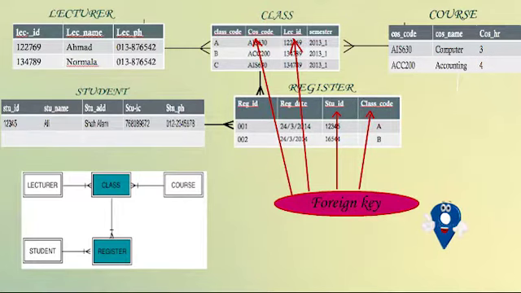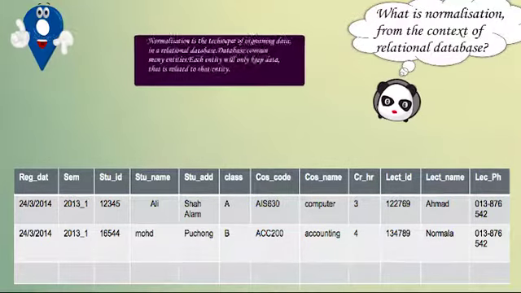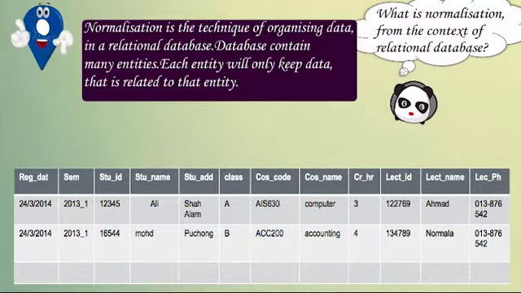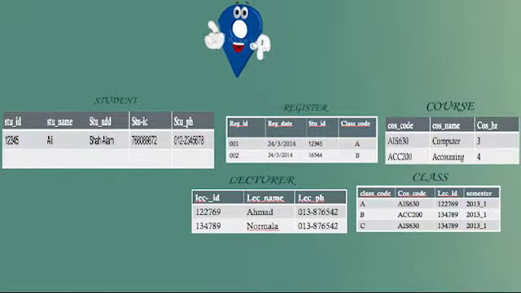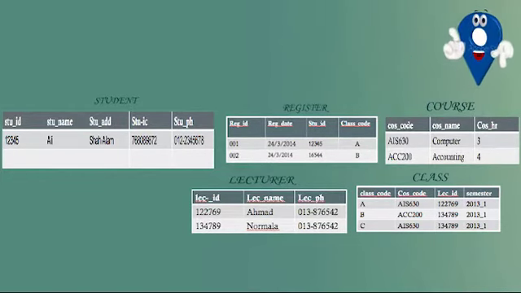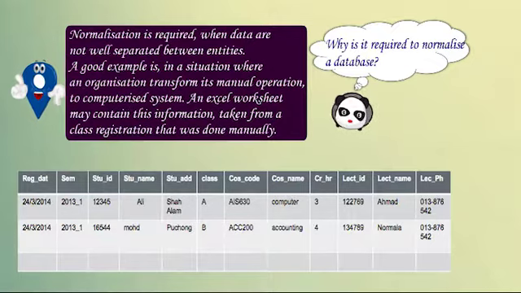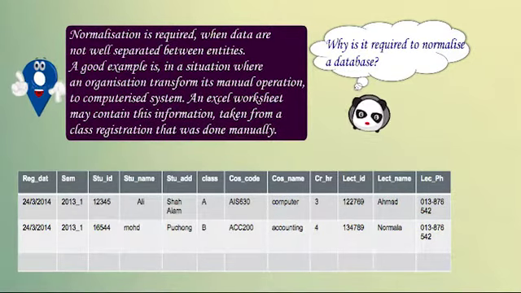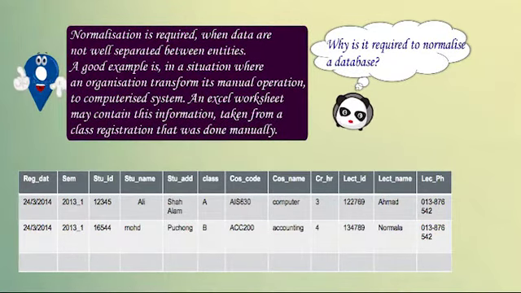What is normalization, from the context of relational database? Normalization is the technique of organizing data in a relational database. Database contain many entities. Each entity will only keep data that is related to that entity. Why is it required to normalize a database? Normalization is required when data are not well separated between entities. A good example is, in a situation where an organization transforms its manual operation to computerized system, an Excel worksheet may contain this information taken from a class registration that was done manually.